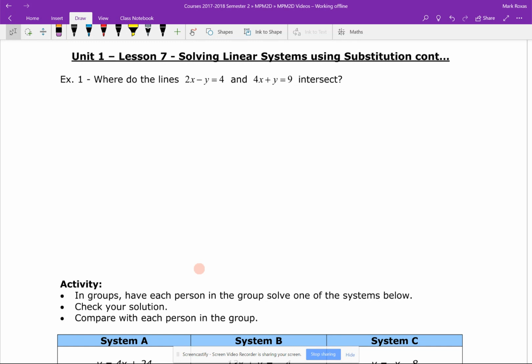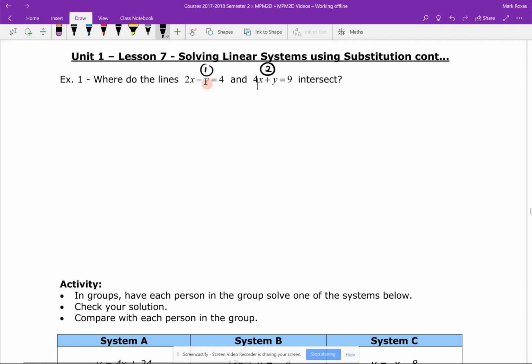Where do the lines 2x minus y equals 4 and 4x plus y equals 9 intersect? So again, we have two linear equations. Let's label the first one on the left as number 1 and this one over here as number 2. And we're going to follow the usual steps to solving using substitution. So the first thing I'm going to do is isolate one of the variables in one of the equations. Pick the equation with a variable that has a coefficient of 1. It's going to be equation number 2 here because this y variable has a coefficient of 1.